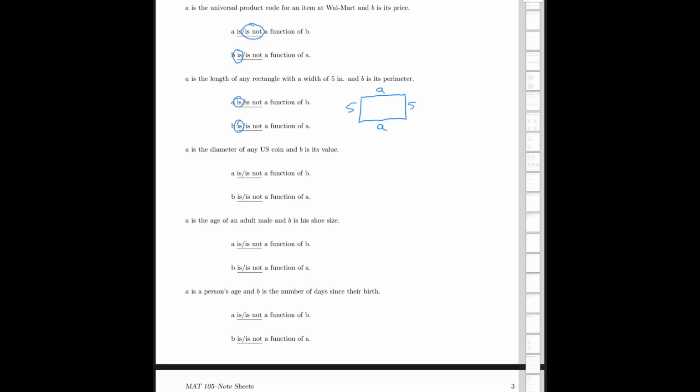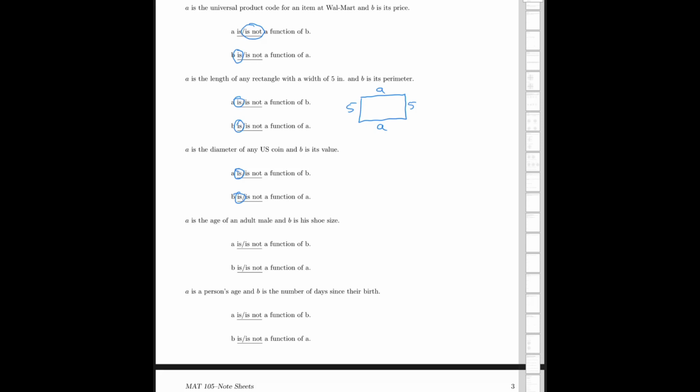So A is the diameter of a US coin and B is its value. This is an example where both A is a function of B and B is a function of A, because every US coin has a different diameter, and so those pair up exactly with their values. This may not be something you know off the top of your head, the diameter of a US coin, but if you were to look them up, you would see that a penny has a diameter that's different than any of the others. Therefore, they are uniquely paired together, so both directions is a function.